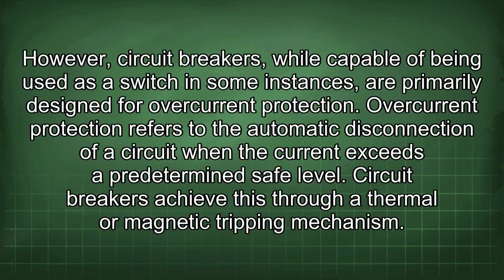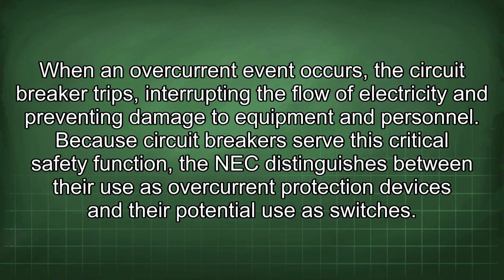However, circuit breakers, while capable of being used as a switch in some instances, are primarily designed for overcurrent protection. Overcurrent protection refers to the automatic disconnection of a circuit when the current exceeds a predetermined safe level. Circuit breakers achieve this through a thermal or magnetic tripping mechanism. When an overcurrent event occurs, the circuit breaker trips, interrupting the flow of electricity and preventing damage to equipment and personnel. Because circuit breakers serve this critical safety function, the NEC distinguishes between their use as overcurrent protection devices and their potential use as switches.